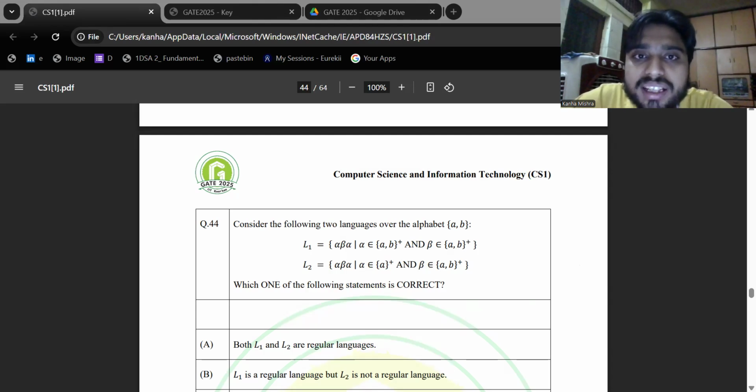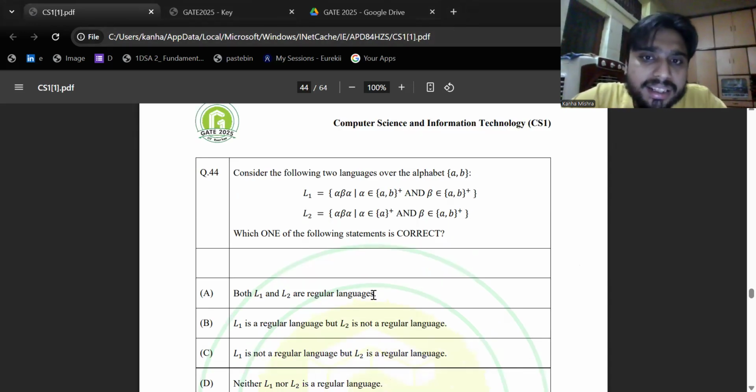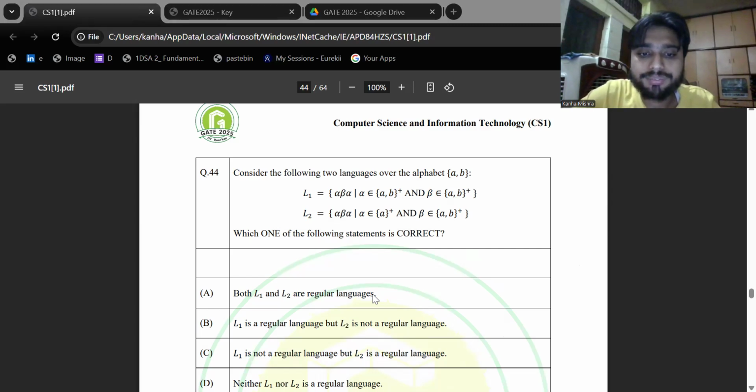Hence, the final option which is correct here is option C. L1 and L2 are regular. So it is not correct. L1 is a regular language, but L2 is not a regular language. That is also incorrect. We just figured that out. L1 is not regular, but L2 is a regular language. Yes. And neither L1 and neither, that's not the case. We already figured out that L1 is not a regular language and L2 is a regular language. Okay. I hope this is clear.